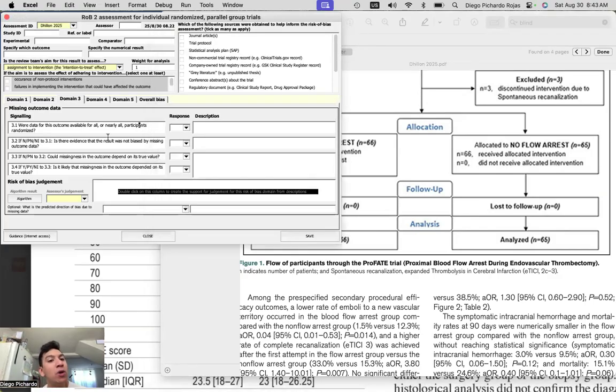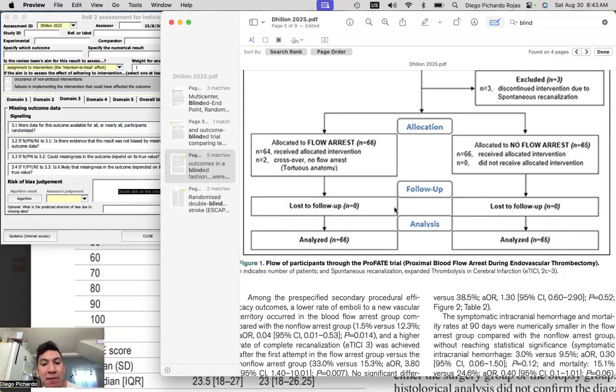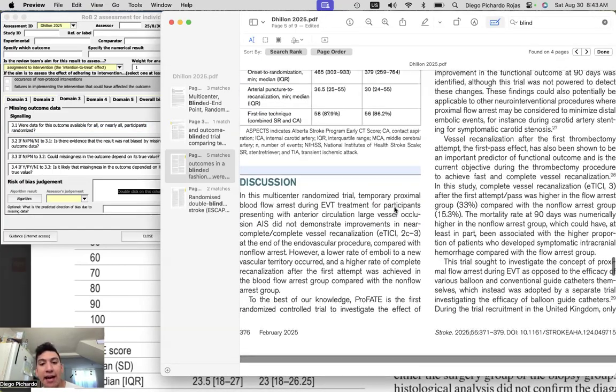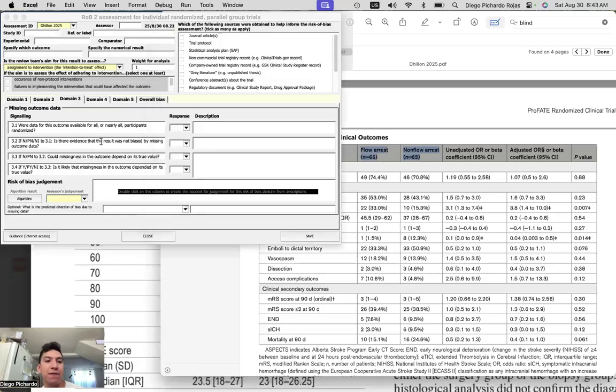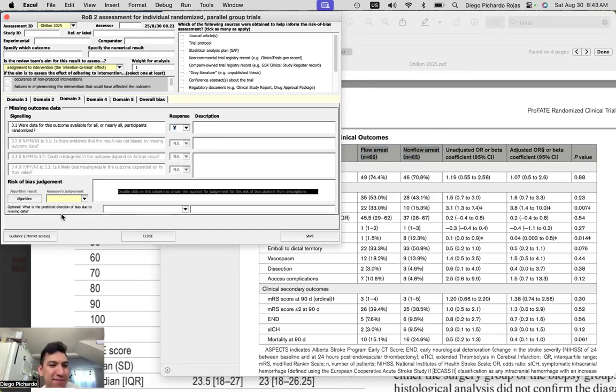So was data available for nearly all participants that were randomized? We're going to check out the outcomes. And the outcomes, look, it was perfect. There was no loss of data. So we're going to put no. Oh, sorry, we're going to put yes, it was available. And that's it. So low risk for concerns. And we're going to continue to the next one.